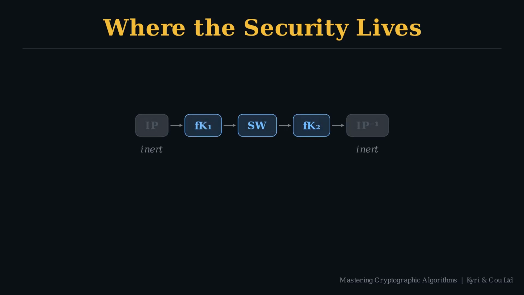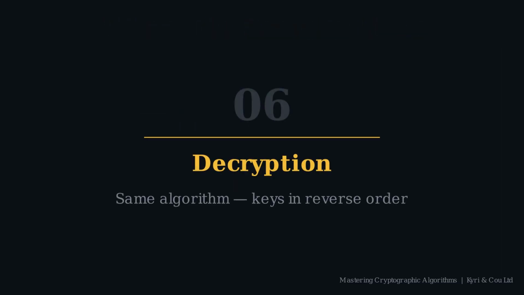One honest note before we decrypt. IP and IP inverse contribute nothing to any of this. They're cryptographically inert, hardware left over from earlier. The S boxes, EP, P4, and the swap sitting in the middle of the pipeline do all the real work. So we can lock the box. Can we unlock it?